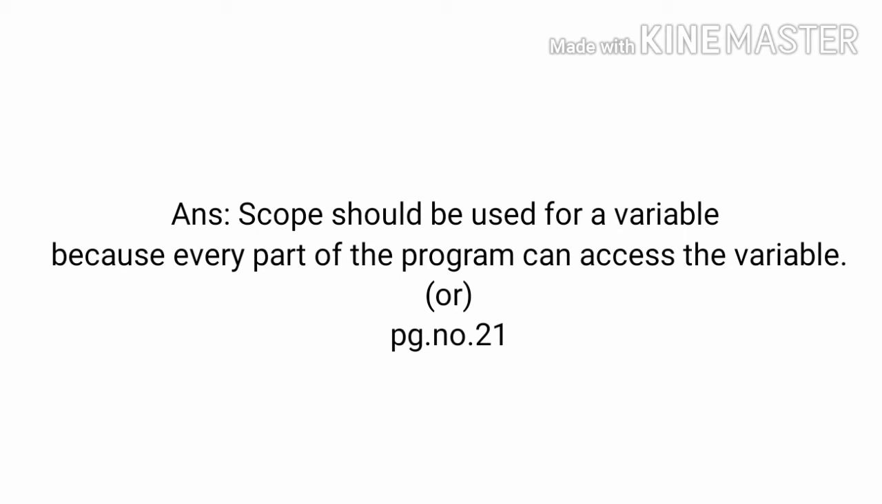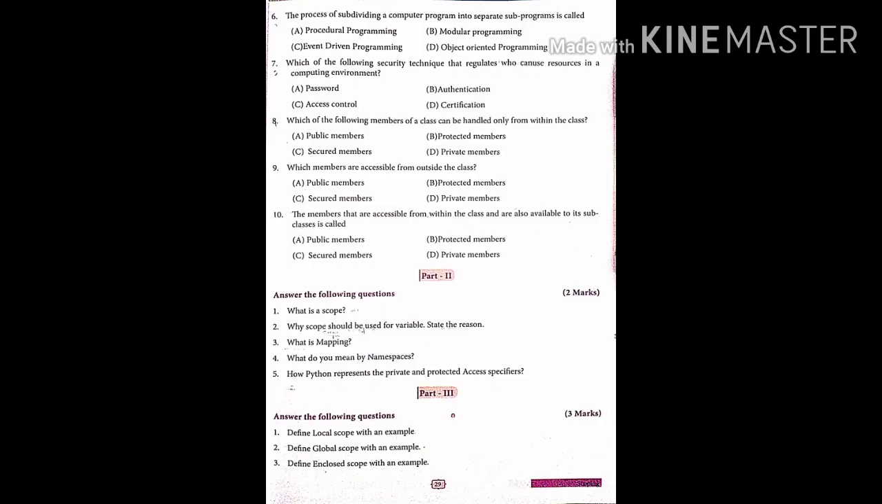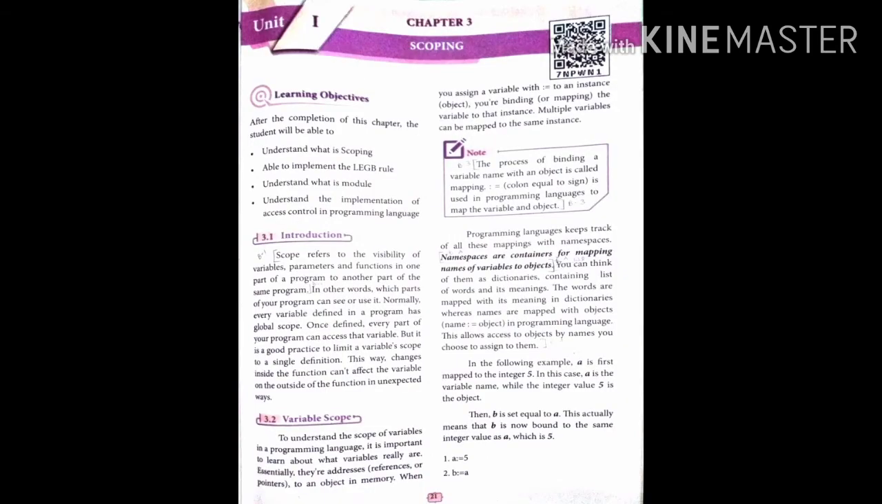And the book back answer for this question is in the variable scope topic, the fourth line, from there up to the same instant. And moving on to the next question, third one, what is mapping? And the answer is on the page number 21. Let's see the answer for this question. And the answer is in the box. It starts from the process of binding up to the object.